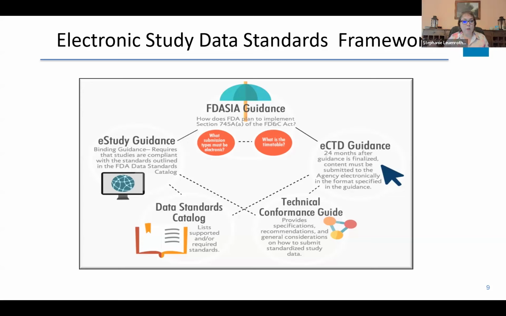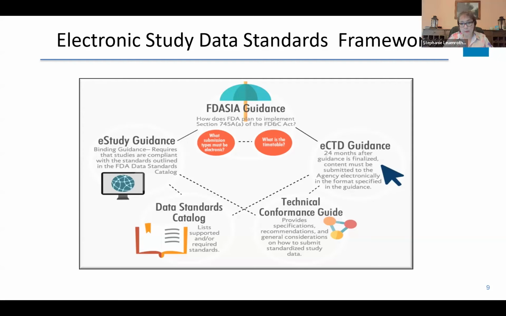Now, under that are other binding guidance documents. One is for data standards, and we've been calling that the e-study guidance, and the other is the eCTD guidance. I'm not going to talk today about the eCTD guidance. That's a whole different topic. But just be aware that both of those fall under this primary Section 745A.